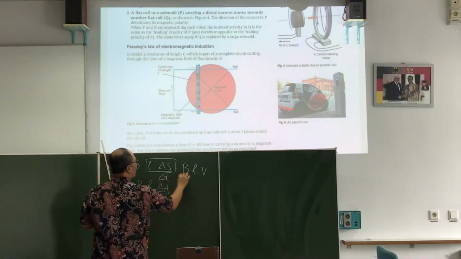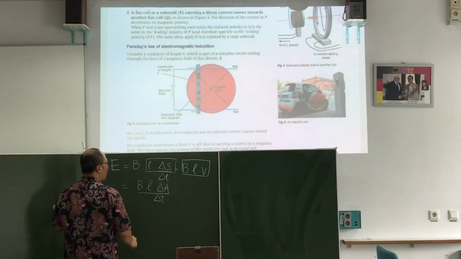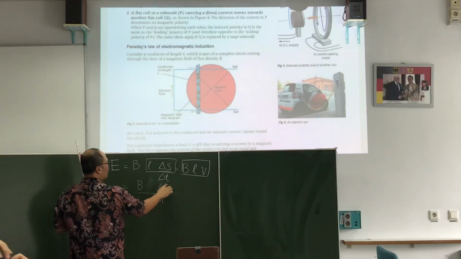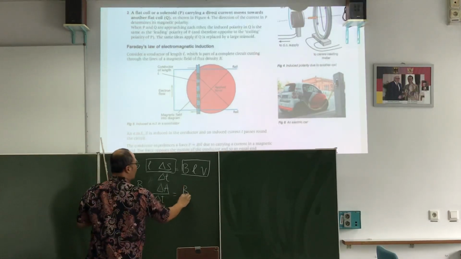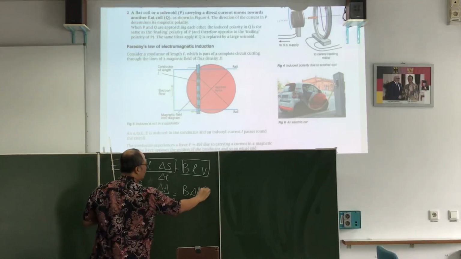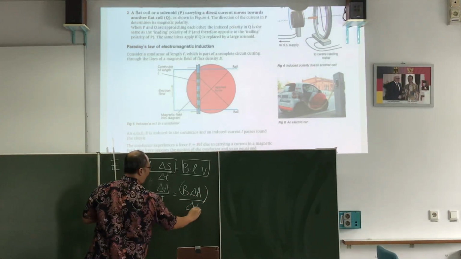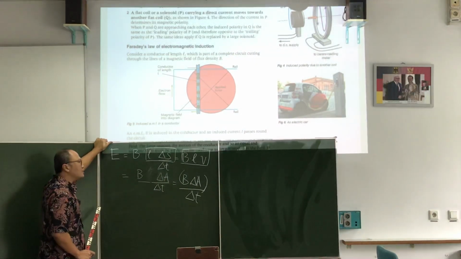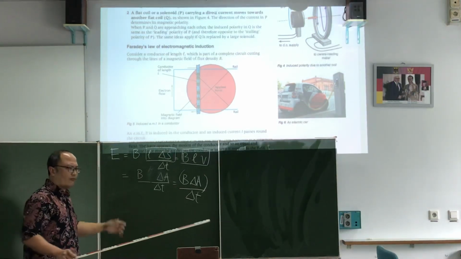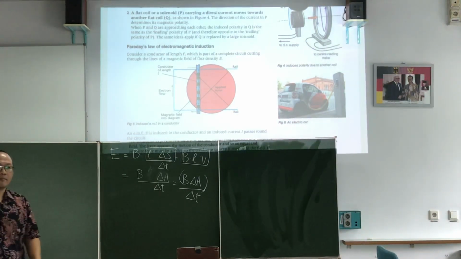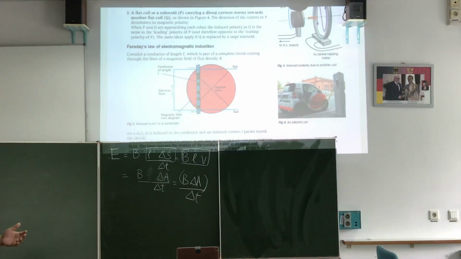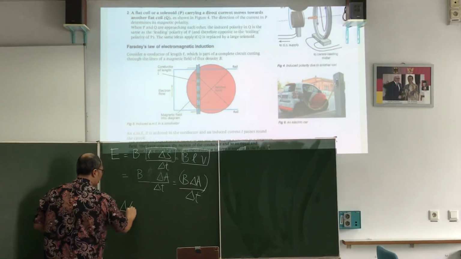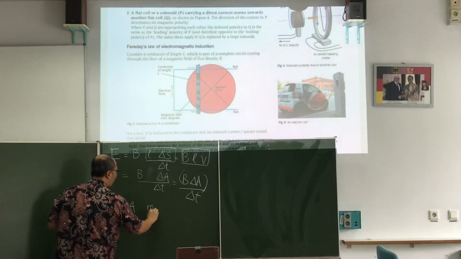In one way, sometimes you need this formula. In another way, sometimes you need B times L times delta S, which becomes B delta A. And B times delta A is usually put together, and you want to give a new name for this. What's the perfect name for B times delta A? Magnetic flux. That's right. B times delta A has a name: magnetic flux.